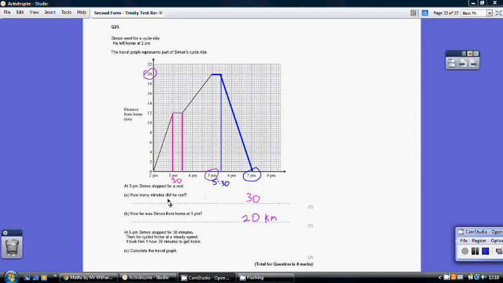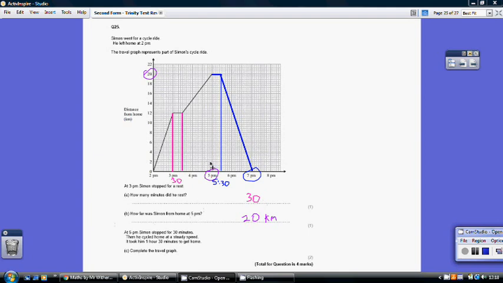How long did he stop? How many minutes did he rest? Well, we can see that's halfway between 3 and 4. So that's half an hour, 30 minutes. How many minutes did he rest? 30 minutes. Part B, how far was Simon from home at 5 p.m.?